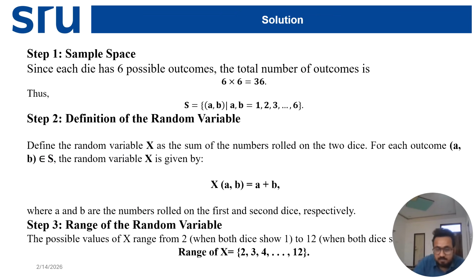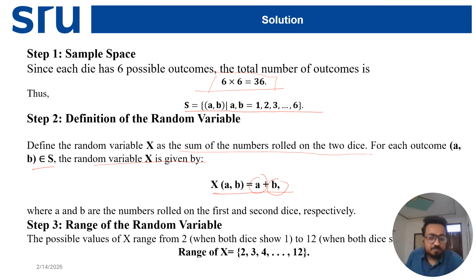Now first, what is the sample space? The total number of outcomes in the sample space will be 36. So we will write this sample space as S, and S is equal to the collection of (A, B) such that A, B lie between 1 to 6. And already in the question the random variable is defined as the sum of numbers rolled on two dice. That means for each outcome (A, B) belonging to S, the random variable X is given by X(A, B) equal to A plus B, where A and B are the numbers rolled on the first and second die respectively.